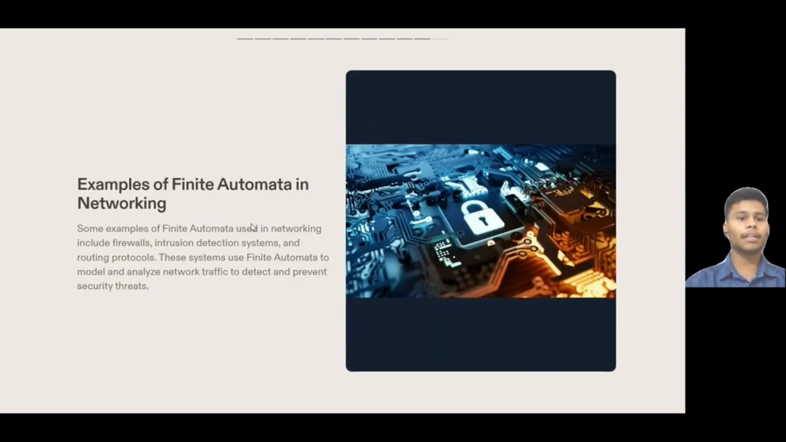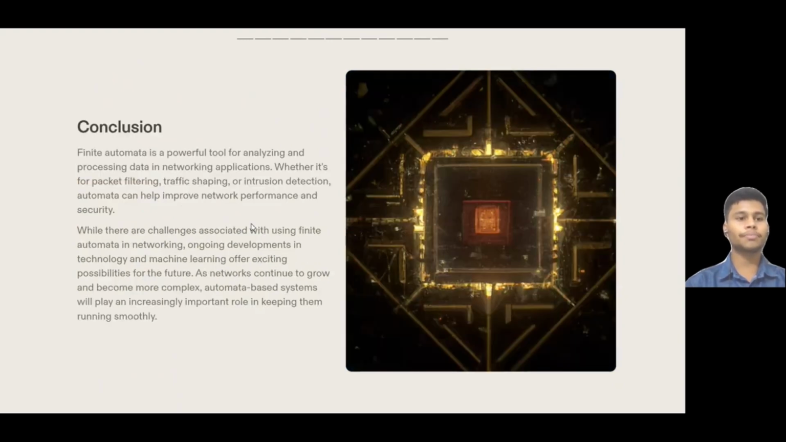Examples of finite automata in networking. Some examples of finite automata used in networking include firewalls, intrusion detection systems, and routing protocols. These systems use finite automata to model and analyze network traffic to detect and prevent security threats.